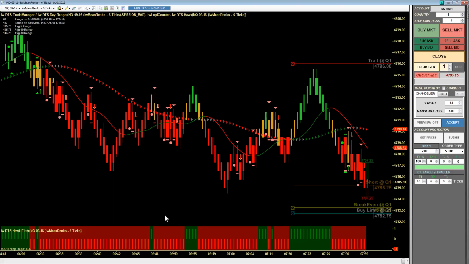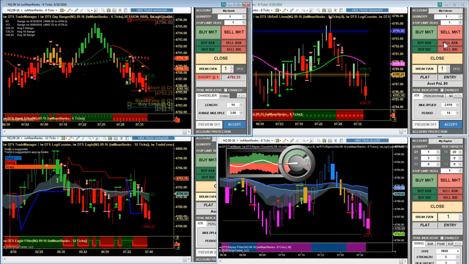So here they are now at the bottom end of the range. Gotta get through those lows. Gotta take out a few of them buyers. Come on down. Let's see what else we got going.